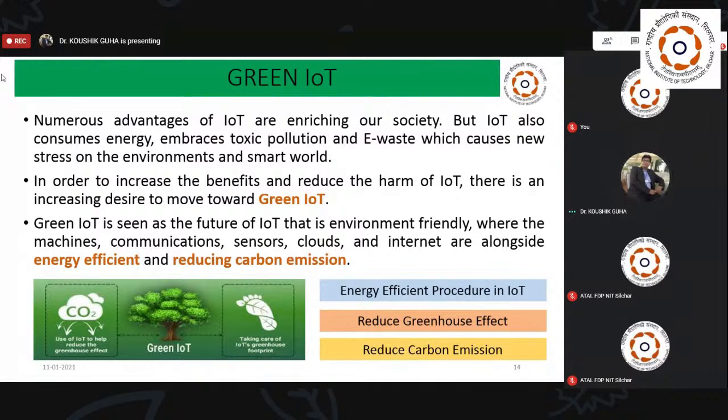Green IoT is seen as the future of the Internet of Things, that is environment friendly, where the machines, communications, sensors, clouds and internet are energy efficient and reduce carbon emission. So it has three main parts. The green IoT should have, one, an energy efficient procedure in IoT, then it should reduce the greenhouse effect, and also it must reduce the carbon emission. So these three are the main parts of the green IoT. And in our upcoming IoT technology, in green IoT, we have to implement these three techniques.